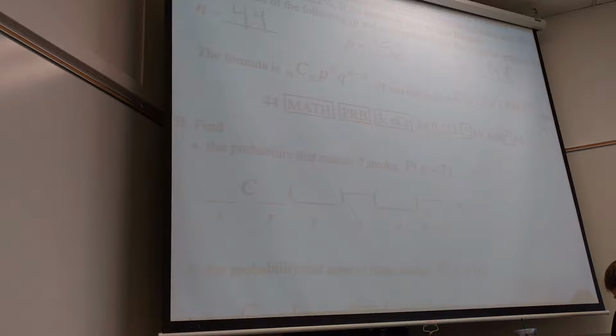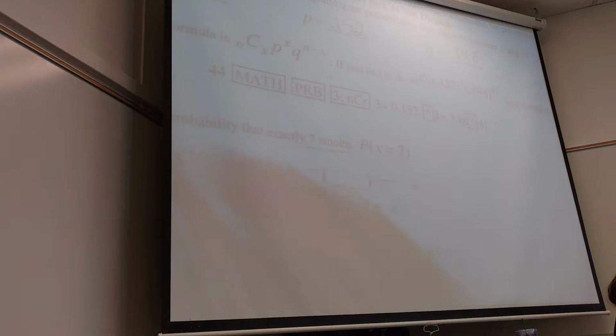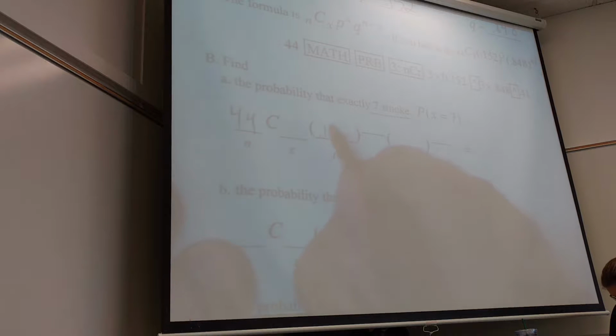And now, like so much math, once you learn the idea behind a formula, it's just plug and chug after that. So I want the probability that exactly 7 smoke. Let me make it really clear. For this given problem, this number 44 will never change. This 0.152 will never change. This 0.848 will never change. They can't. Just because you take 5 people versus 20 doesn't suddenly change the probability that a San Diegan smokes.